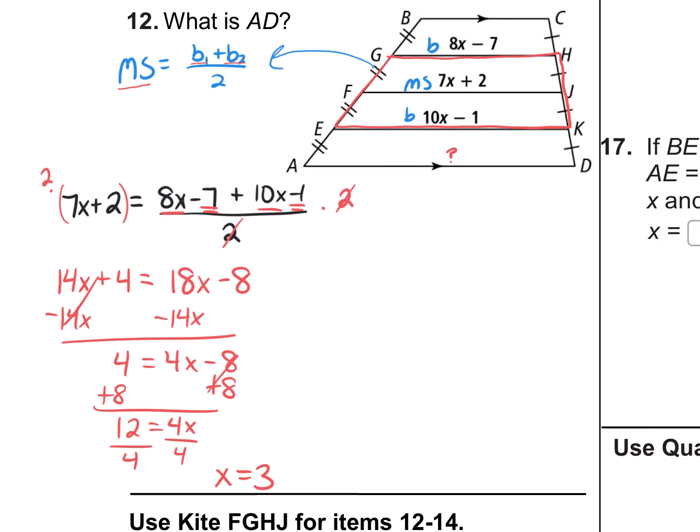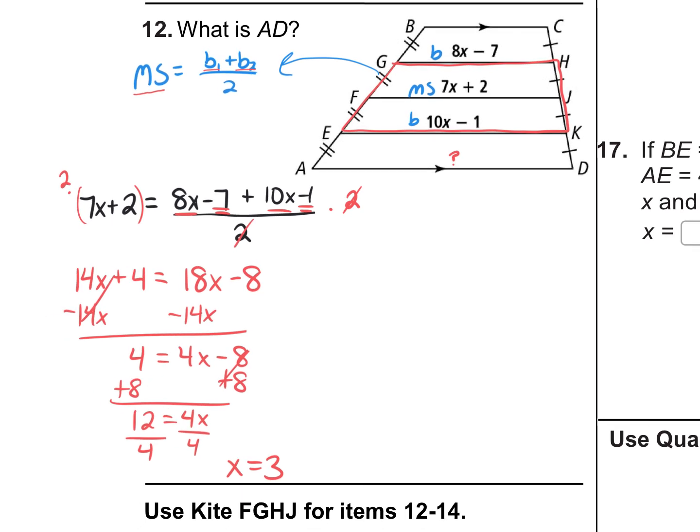What are we going to do with it? We're going to plug it back in. We're going to use it. Okay? We're going to plug it back into all of them, and I'll explain why in a second. If I plug it into this top one, 8 times 3 minus 7, 17. 7 times 3 is 21 plus 2, 23. 10 times 3, 30 minus 1, 29.